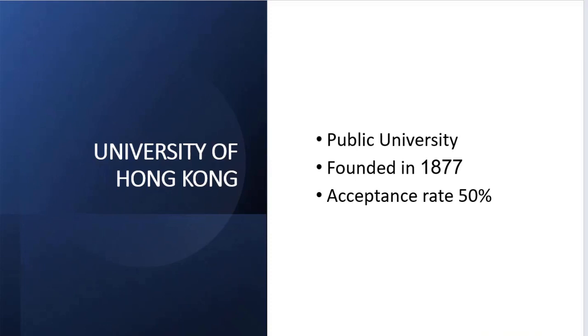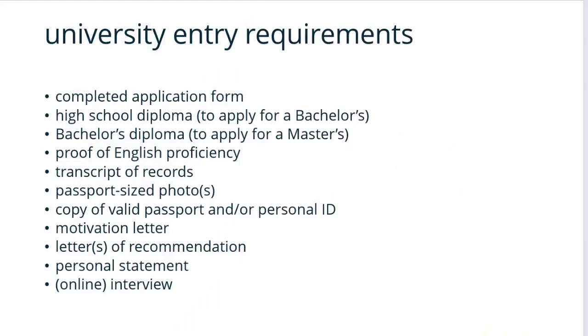So it's a public university, founded in 1877. The acceptance rate for this university is 50%. So first, let's talk about university entry requirements. What documents do we need to apply for this university? First of all, we have to complete our online application form. And for the documents we need, if you want to apply for a bachelor degree program, then you need a high school diploma. If you want to go for a master degree program, then you need your bachelor diploma. And for the PhD program, you need your master's degree.